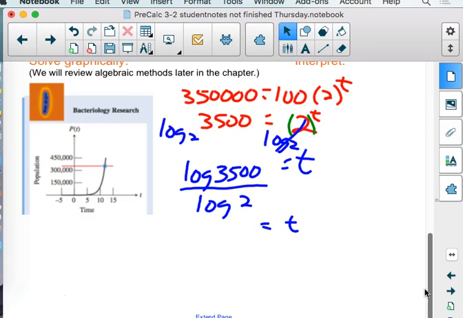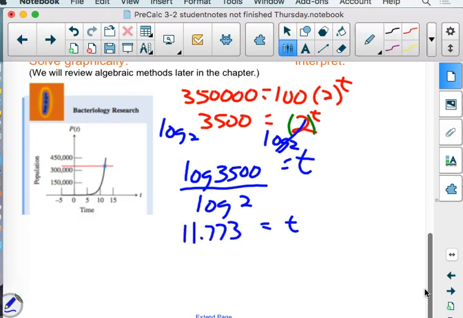So we're going to do log of 3,500 divided by log of 2. 11.773. What was our label? Hours.